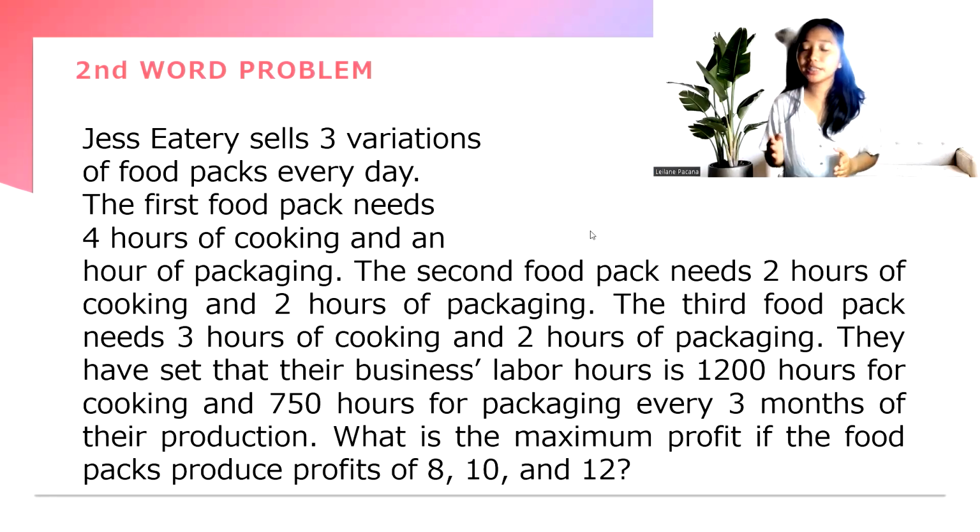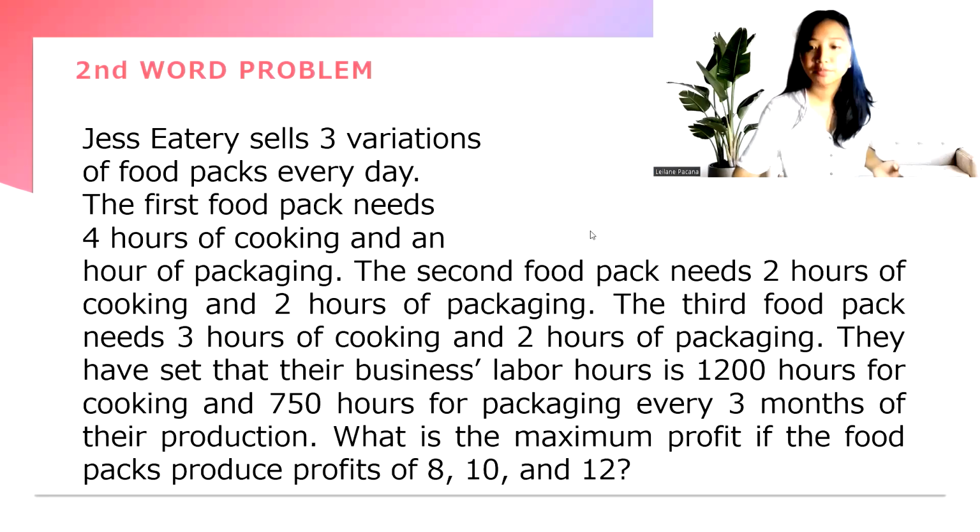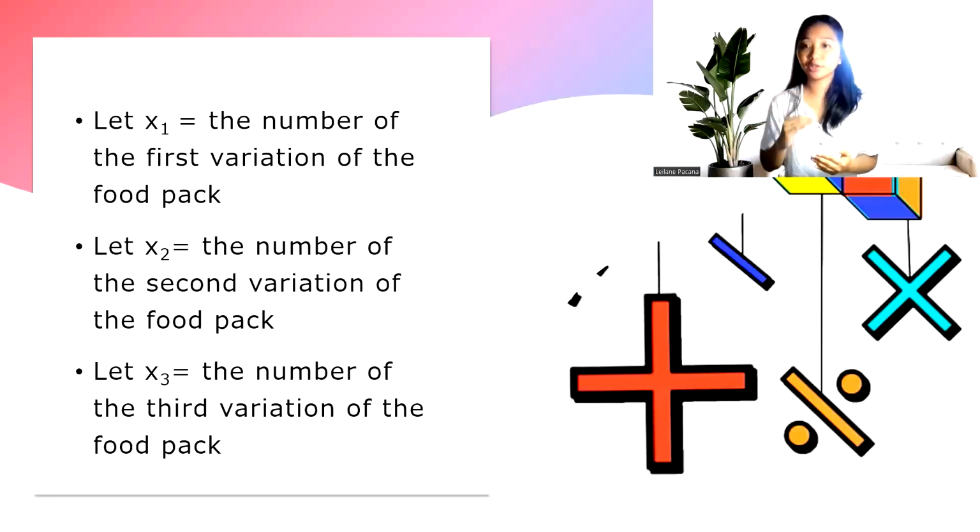Now, for this problem, we will apply the Simplex maximization method in order to determine our maximum profit for this business. So, of course, we have to make our inequality here since we are using the less than symbol for our problem. Now, we have to use variables. First, we'll use variables x sub 1, x sub 2, and x sub 3 to denote our food packs. So, let x sub 1 be the number of first variation of food pack, let x sub 2 be the number of second variation of food pack, and let x sub 3 be the number of third variation of food pack.